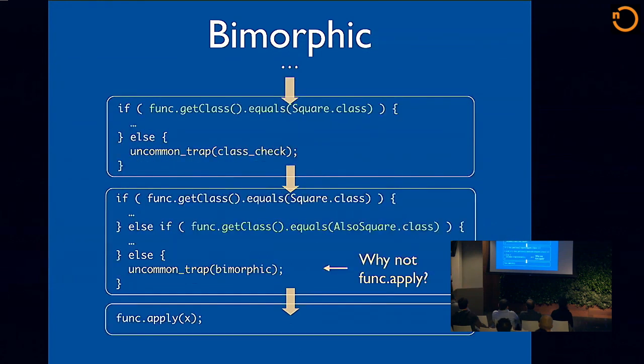So after we've inlined one type, we'll inline a second type using another type check, and then we'll have an else condition that's still an uncommon trap. And only after we've seen a third type will we just give up and say, use an actual dynamic call.